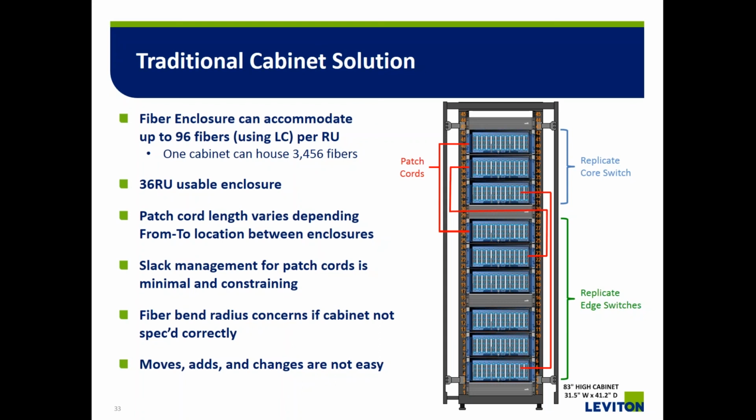The higher the density, the more challenges you have in managing and accessing patch cords. 96 fibers per rack unit is an optimal density, which means you can accommodate up to 3,456 fibers in a cabinet. The picture to the right shows how the enclosures or panels will replicate the core and edge switches and how patch cords may be routed between the two.